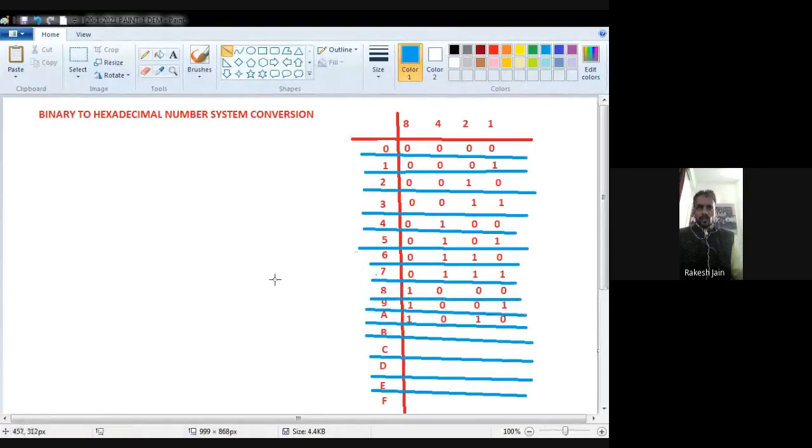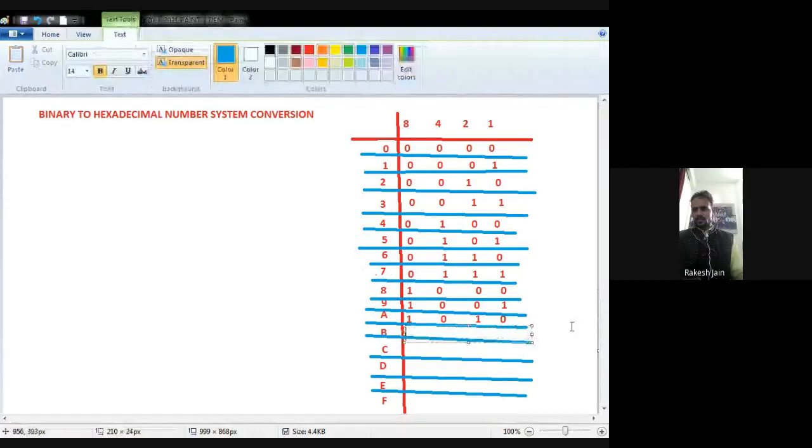Okay, now see. So B is what? B is just the representation of 11. So 8 plus 2 plus 1: 1, 0, 1, 1 is the representation for B.